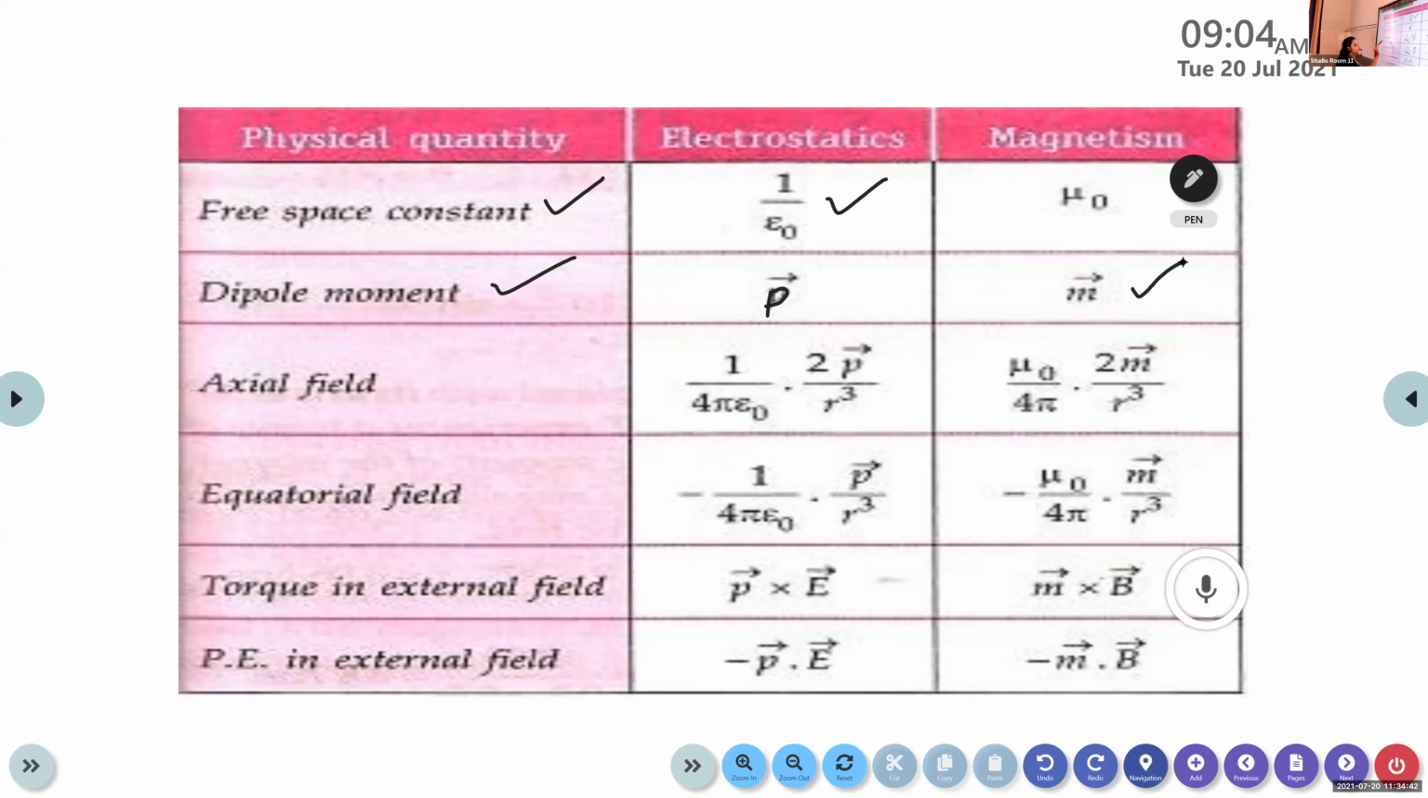Now, this is the equation for axial field, which is what we are deriving here. For electrostatics, the electric field along the axis is given by 1 by 4 pi epsilon 0 times 2p divided by r cube. But in magnetism, it is given by mu 0 by 4 pi times 2m divided by r cube.